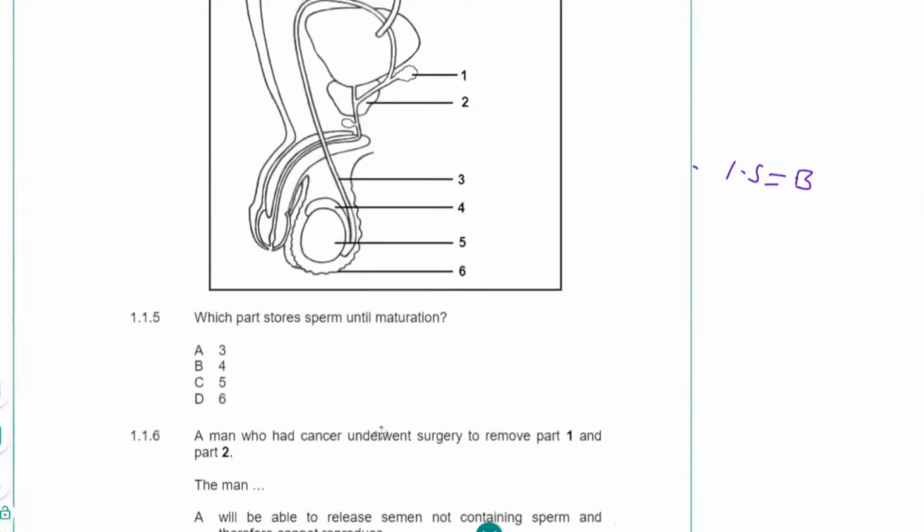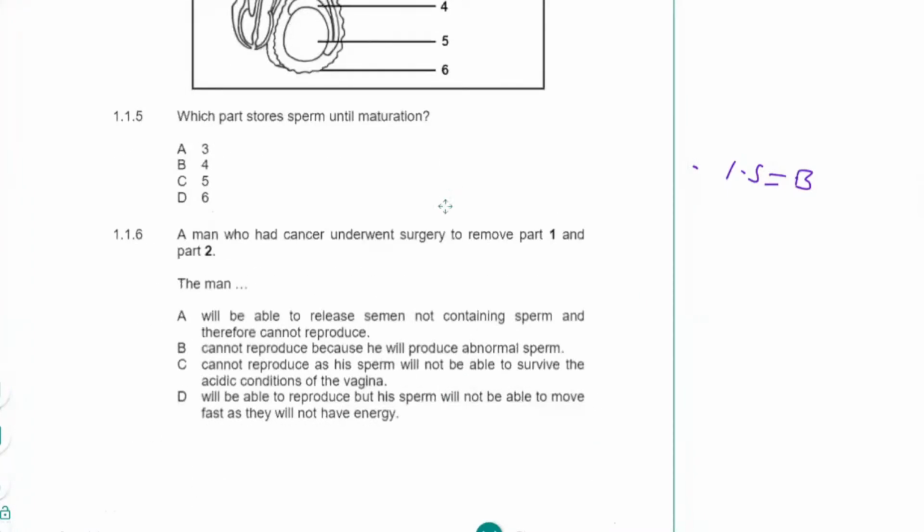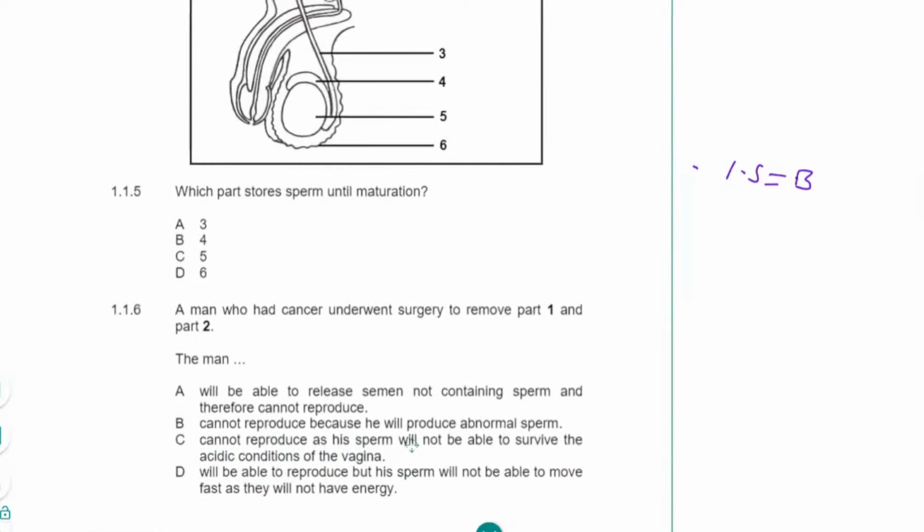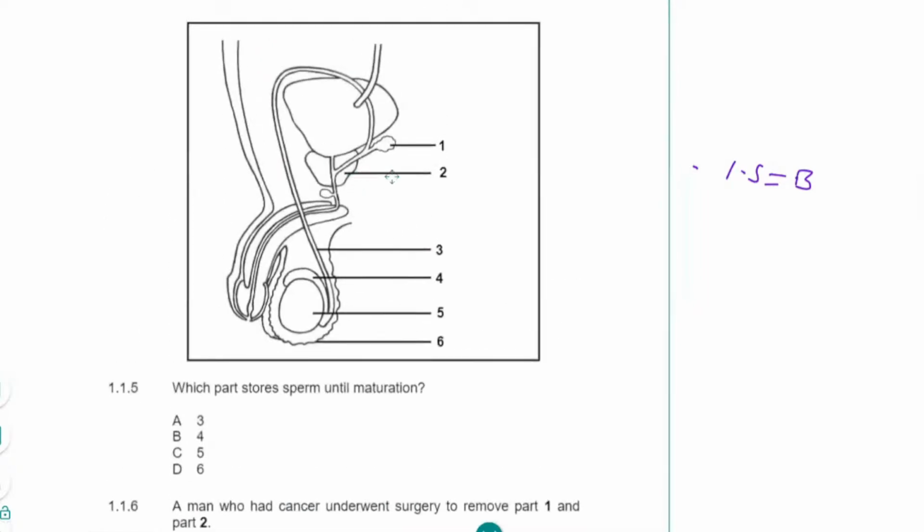Yes, it will not have that energy, but still the sperms will move. So now we have two correct answers, but we have to look for the most correct answer. Here they're saying, cannot reproduce as his sperm will not be able to survive the acidic conditions of the vagina. That is the first point.